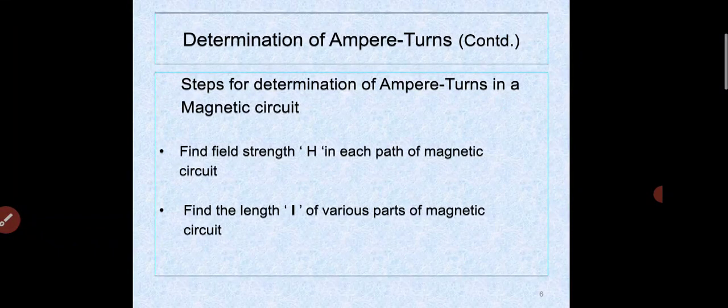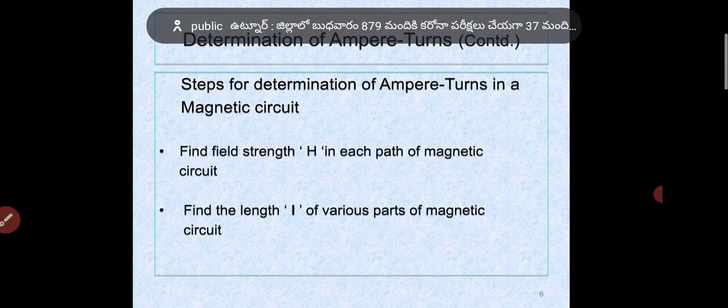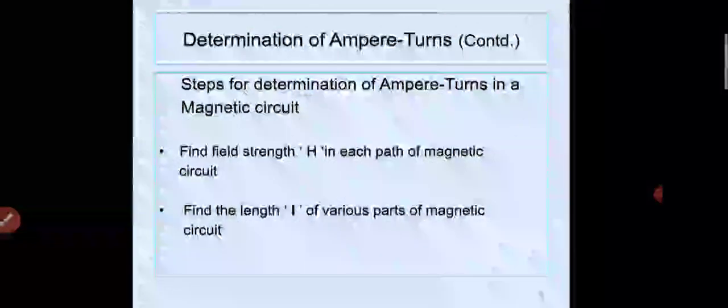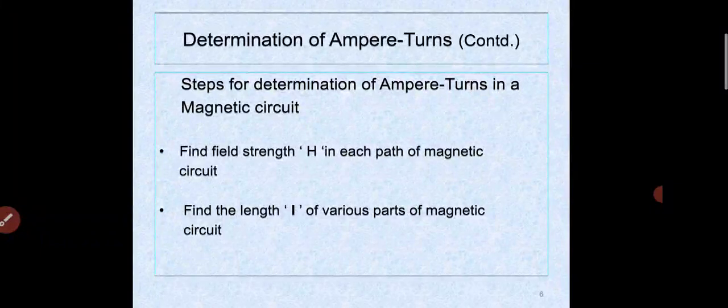So, determination of ampere turns. Steps for determination of ampere turns in a magnetic circuit. First, find the field strength H in each path of the magnetic circuit. Find the length L of various parts of the magnetic circuit.